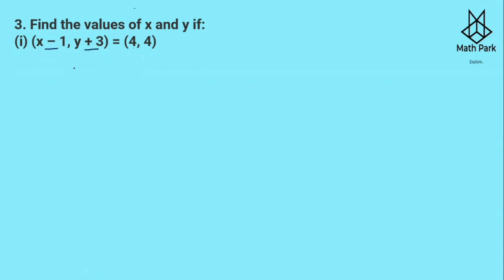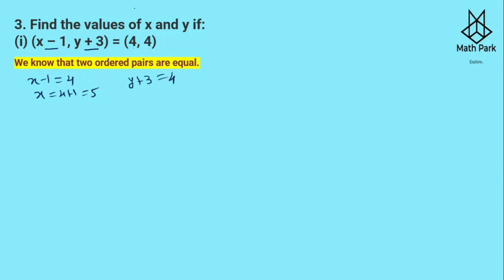Now, if two ordered pairs are equal, you can see the equality sign here, then their corresponding components are equal. That is, you get x minus 1 is equal to 4, so x is equal to 4 plus 1, which is 5. In the same way, we have y plus 3 is equal to 4, so y is equal to 4 minus 3, which is 1. So this is how you get x is equal to 5 and y is equal to 1.